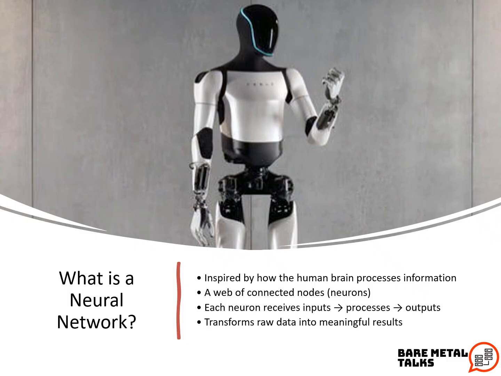What is a neural network? At its core, it's a mathematical model that imitates how the human brain processes information. In the brain, billions of neurons work together. Each one receives signals, processes them, and sends outputs to others. A neural network does something similar, but instead of biological signals, it works with numbers.